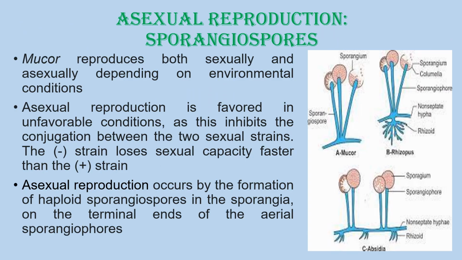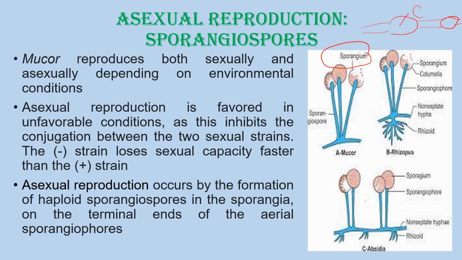So reproduction in mucor occurs by asexual as well as sexual method. Asexually, they produce two types of spores. Under favorable conditions, sporangiospores are produced, and under unfavorable conditions, chlamydospores are produced. And in fact, the sexual reproduction also occurs.